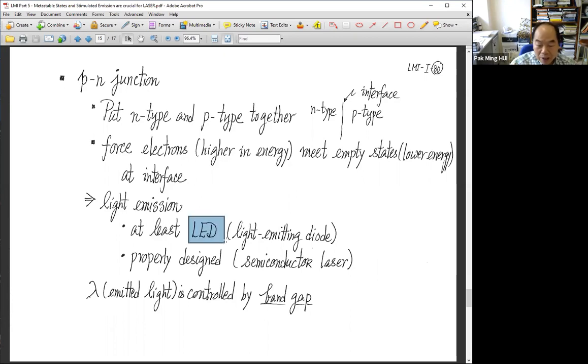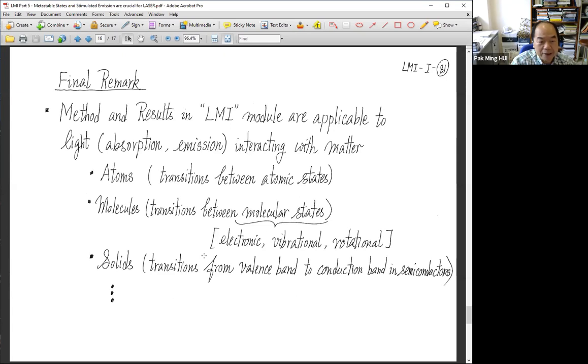Now, if you design your device correctly, you can say, don't come down first until I tell you to come down, okay? So the electrons will be collected there, population inversion, and then when they come down at the same time, then you will get a semiconductor laser. So that is the idea behind semiconductor solid state lasers.